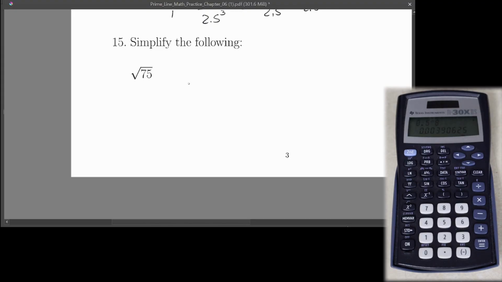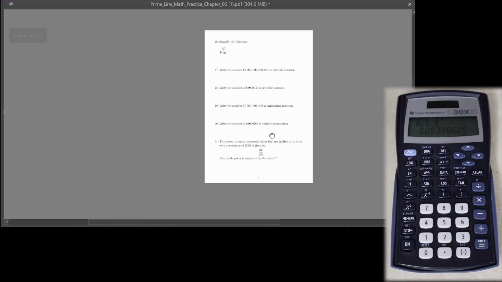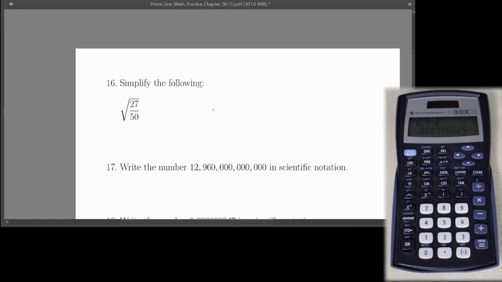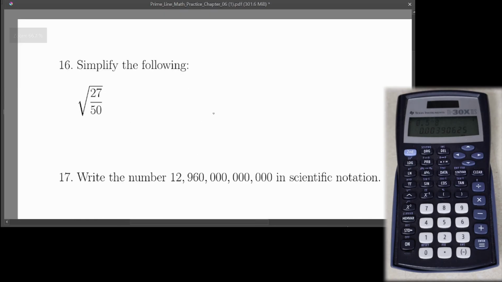Number 15, we can write this as 75 to the 1/2 power. And you can evaluate or get the decimal value from the calculator if you wanted to evaluate that any further. Okay, number 5, or page 5. We can simplify this to write it as 27 over 50 to the 1/2 power.